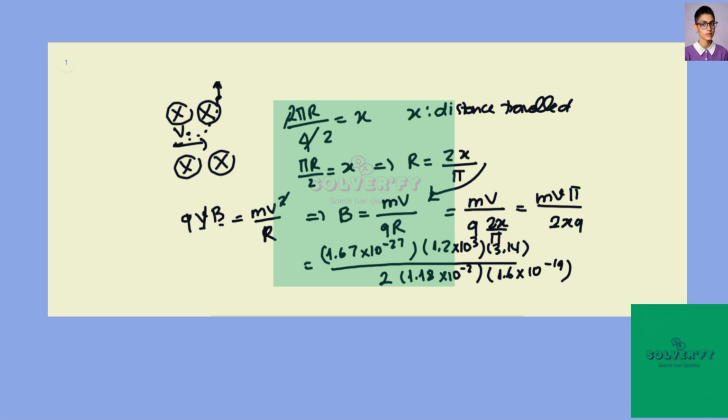So when we plug everything in, we're going to get 1.67 times 10 to the power negative 3 teslas for the magnitude of the magnetic field.